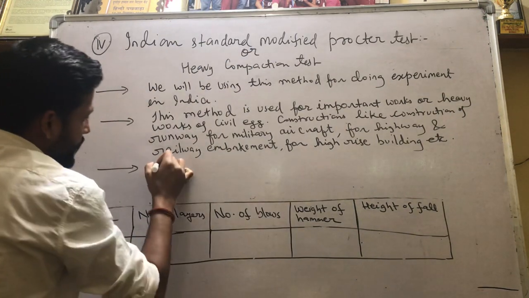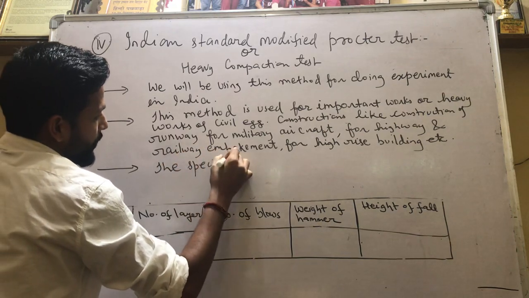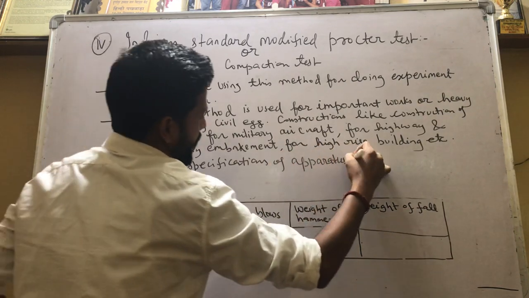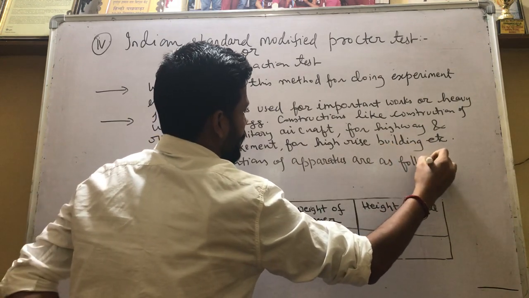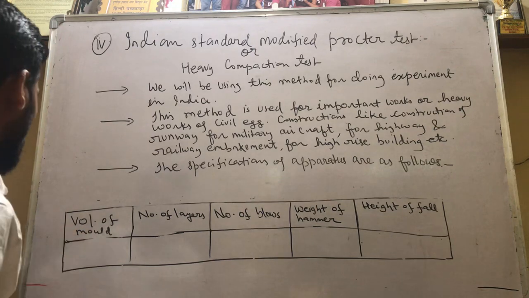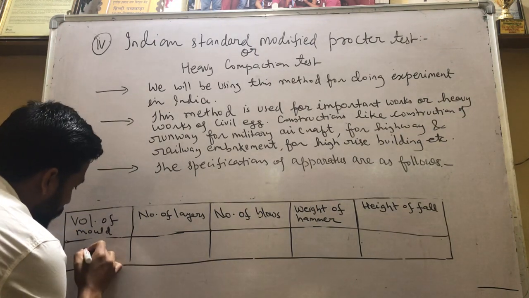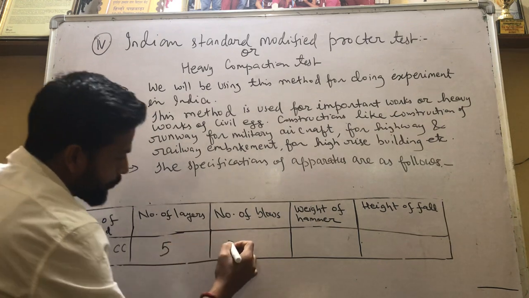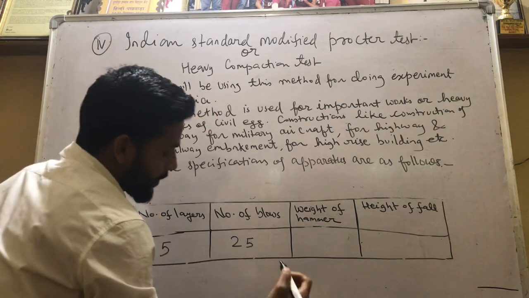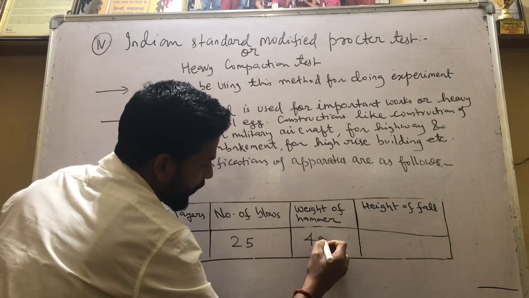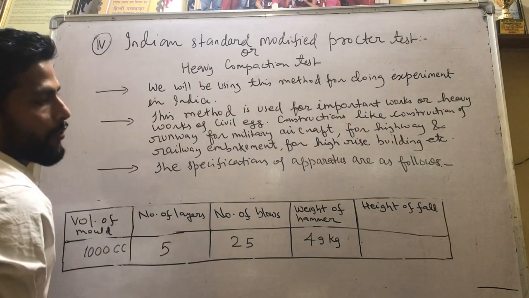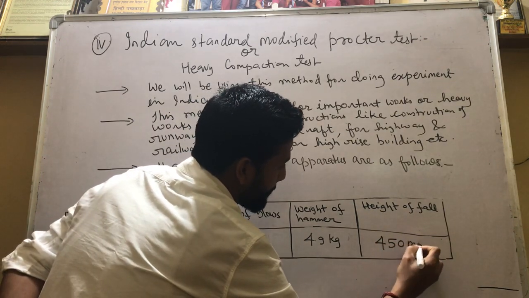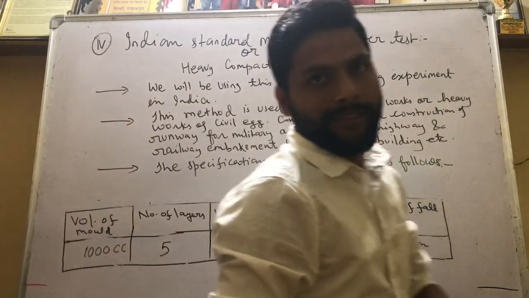अब इसकी स्पेसिफिकेशंस क्या होगी? The specifications of apparatus are as follows. In this case the volume of mold will be 1000 cc, number of layers will be 5 as before, number of blows will be 25 as before, weight of hammer will be changed, weight of hammer for this case is 4.9 kg, and what will be the height of fall? Height of fall will be changed also, this will be 450 mm in place of 457 in the last case.